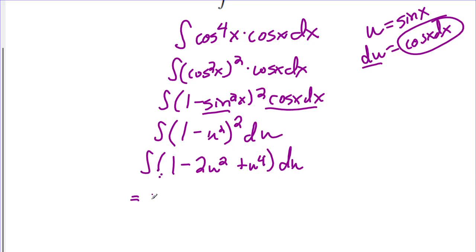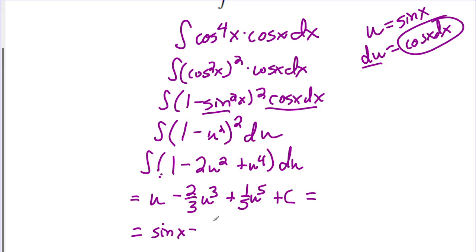And we can use basic integration to do that. So integral of 1 is u. The u squared will add a 1 to get 3, divided by 3. It leaves us with negative 2/3 u cubed. We'll add a 1 to the 4 to get 5, divide by 5 to get 1/5 u to the fifth plus c. Now we can plug back in our original u of sine x, and we get our final answer, sine of x minus 2/3 sine of x cubed plus 1/5 sine of x to the fifth plus c.